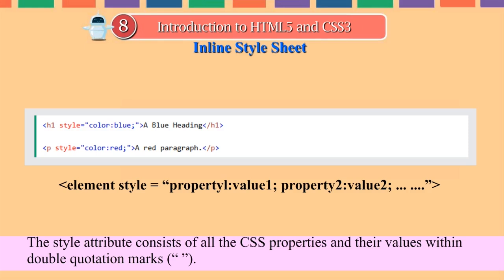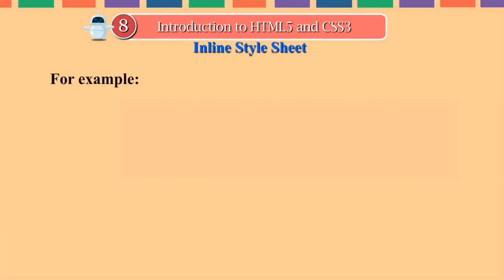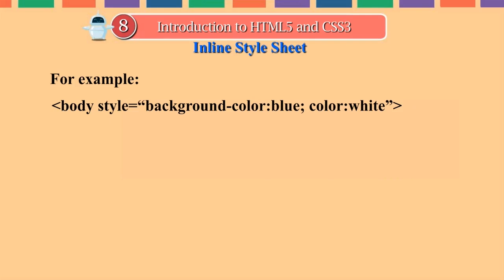The style attribute consists of all the CSS properties and their values within double quotation marks. For example, <body style="background-color: blue; color: white"> Text in white color </body>.